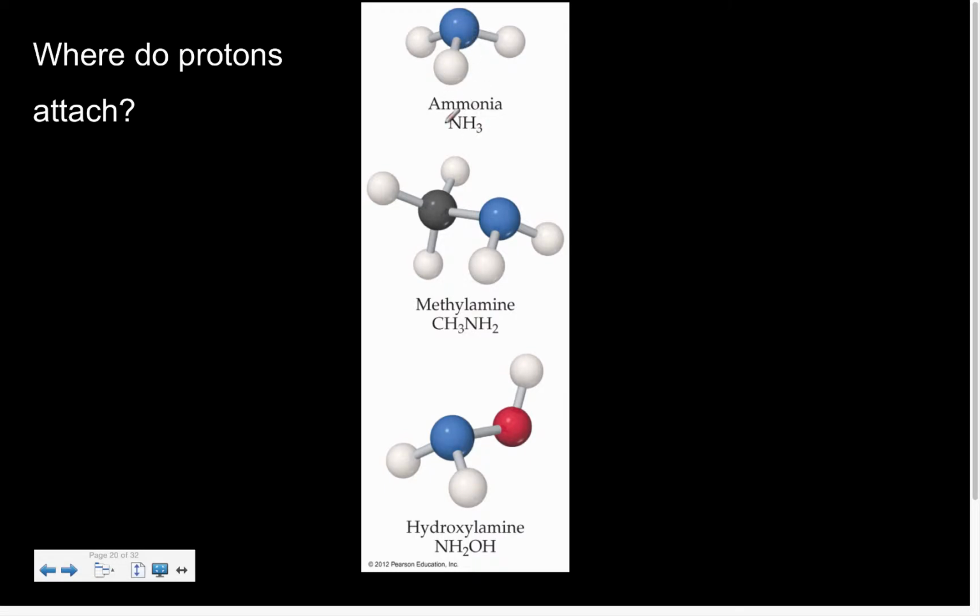So here, it's up to you to recognize that when we're talking about ammonia, if this is a nitrogen atom, and it's only bonded to 3 things, it's got a lone pair, right? Which means that where's the hydrogen going to attach? To the nitrogen, right? That's where my hydrogen's going to attach.